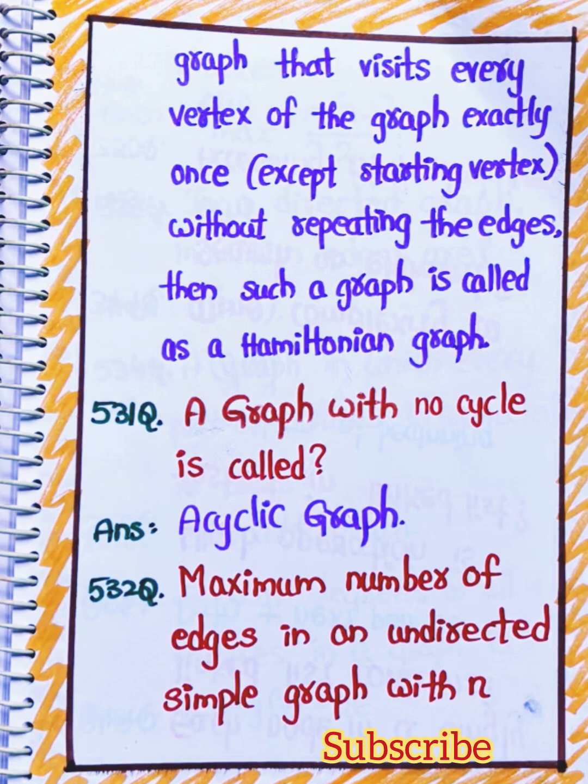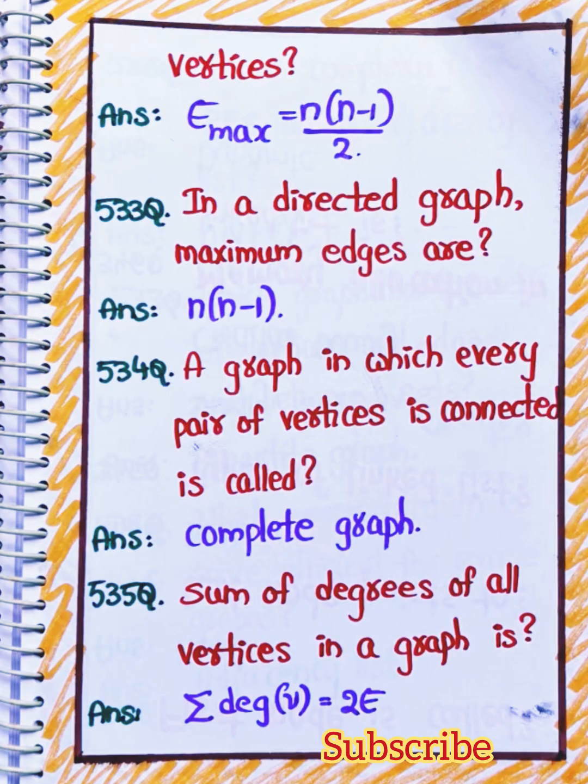Maximum number of edges in an undirected simple graph with n vertices: edges maximum equal to n into n minus 1 by 2. In a directed graph, maximum edges are n into n minus 1. A graph in which every pair of vertices is connected is called complete graph. Sum of degree of all vertices in a graph is equal to 2e.